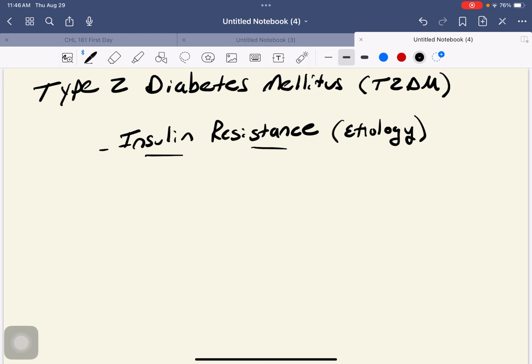With that said, that's the foundation. If you think about type 2 diabetes, you're thinking insulin resistance. The cells become resistant to the impact of insulin, and as a result, we wind up with chronic hyperglycemia. The cells cannot take up and respond to the challenges of high blood sugar.